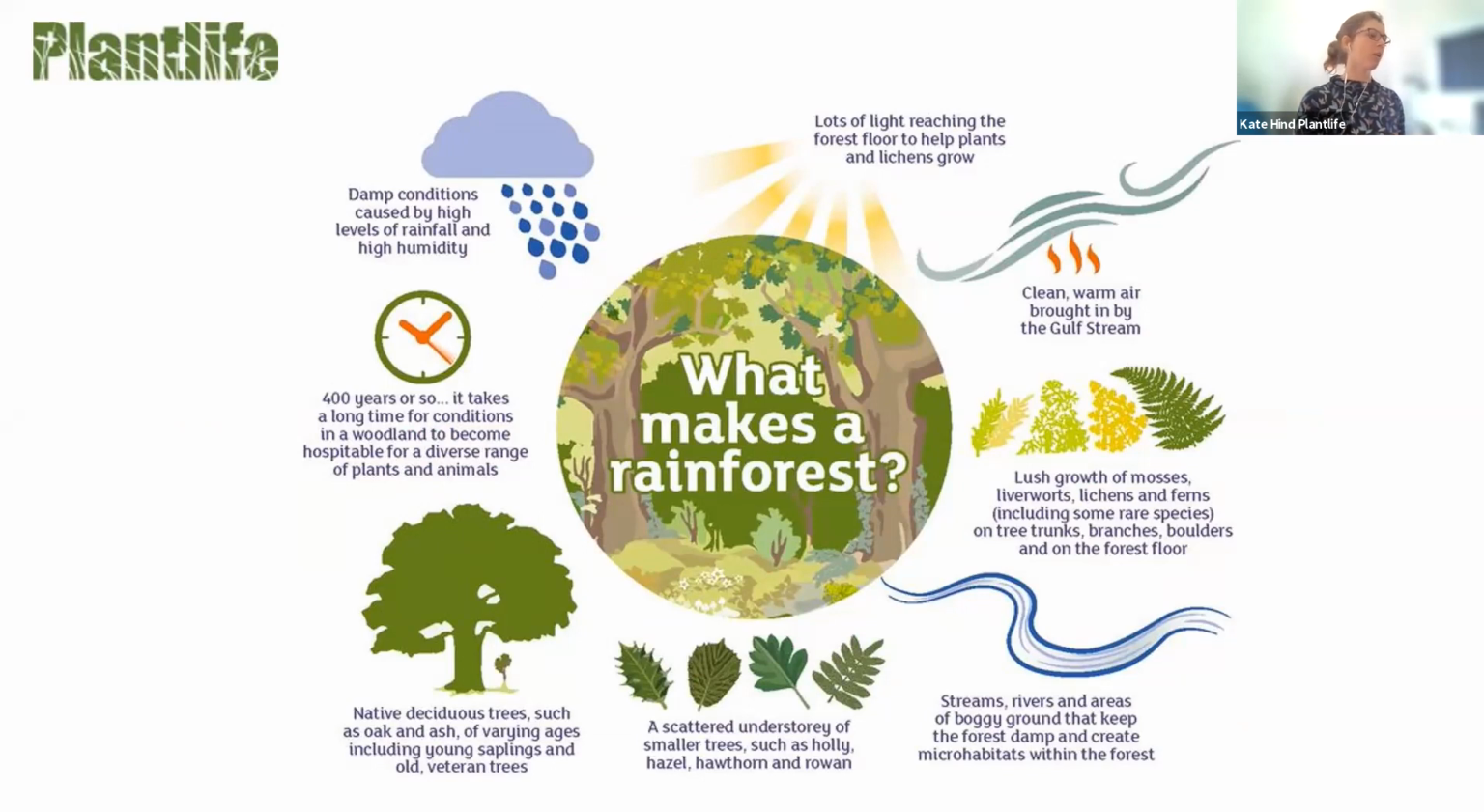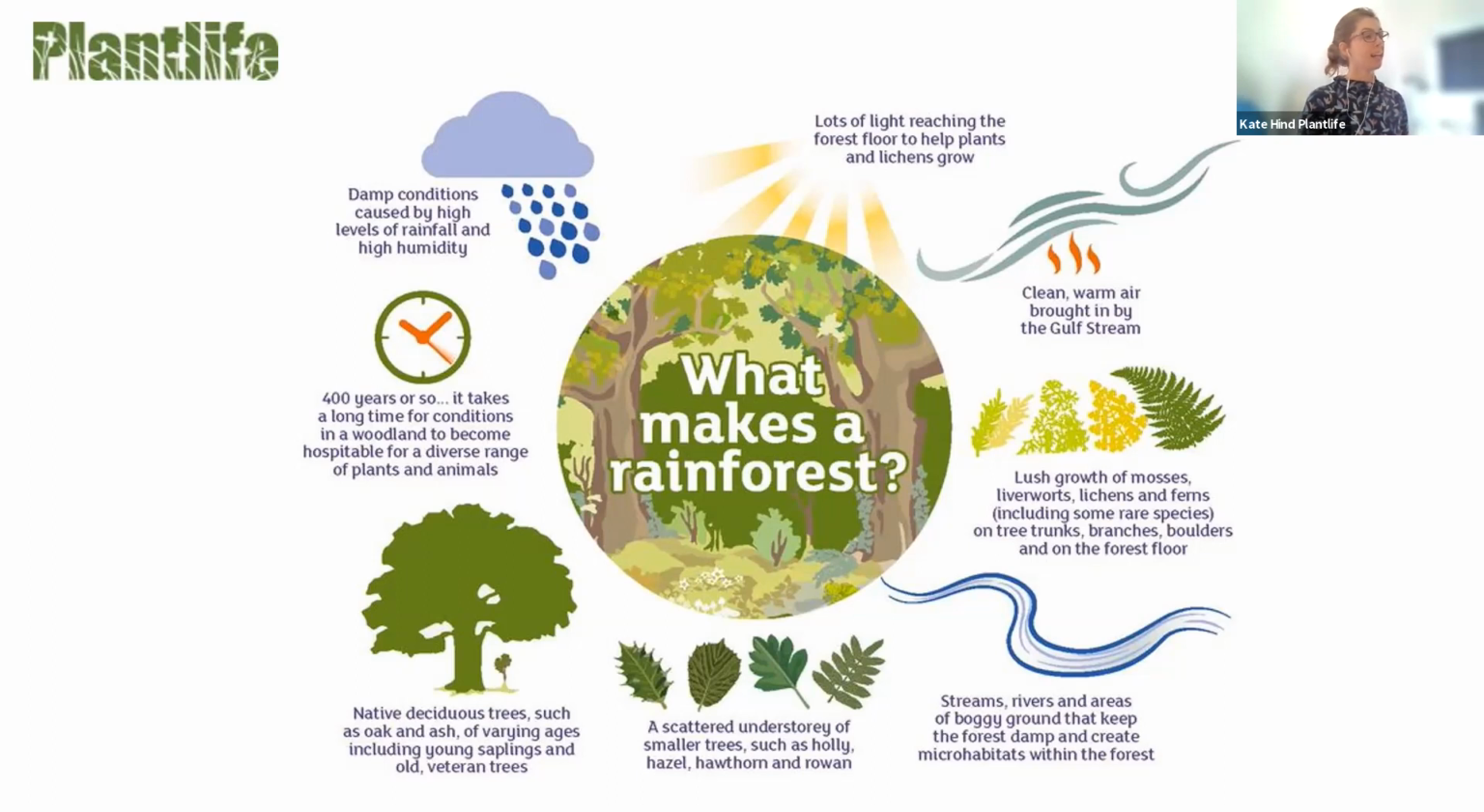And I'm just going to go over those again of what makes a temperate rainforest. So we have this lovely infographic that's on the screen now, and it has some of the top things that we look for to create a temperate rainforest. So the first thing at the top left is that we need a lot of rainfall. So we find the temperate rainforests in the UK where there is high rainfall. And this means that there's damp conditions, hopefully all year round, and high humidity. The humidity is really important under the canopy.